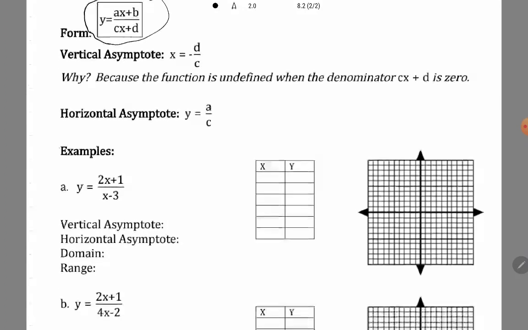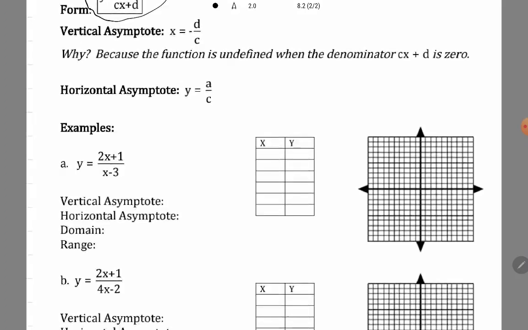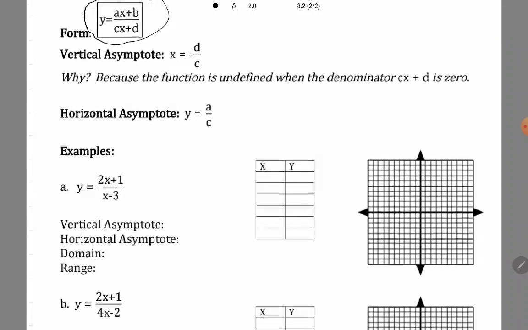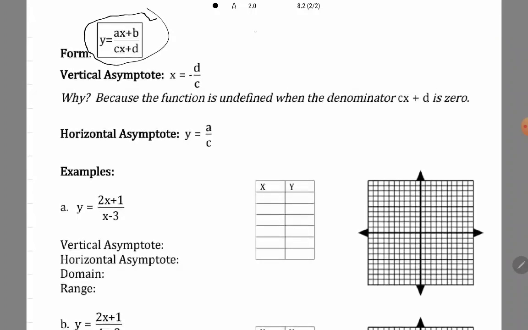So let's do an example. So just if you want to put this in notes here, if we look at the denominator, cx plus d, and you set it equal to 0, cx equals -d, so x equals -d over c. This is when it's undefined. Okay.